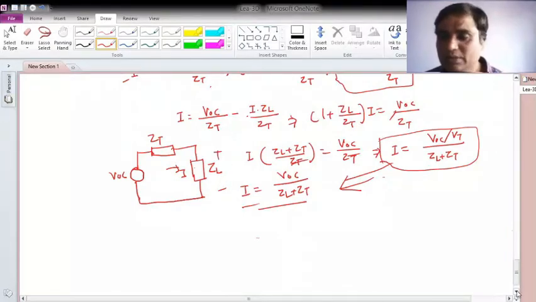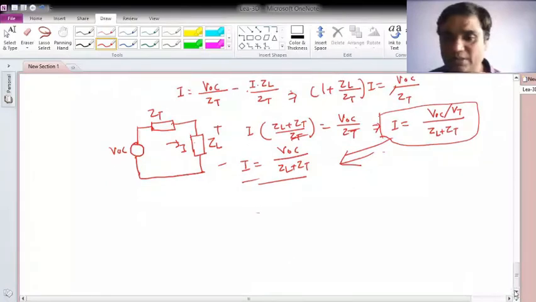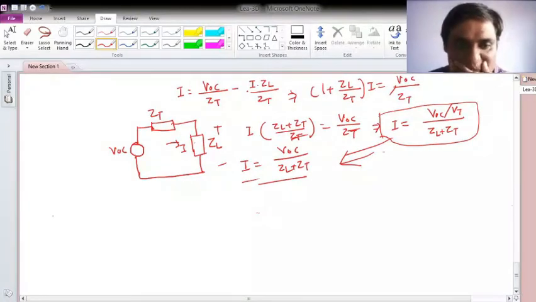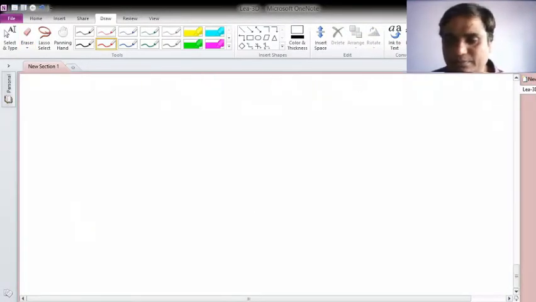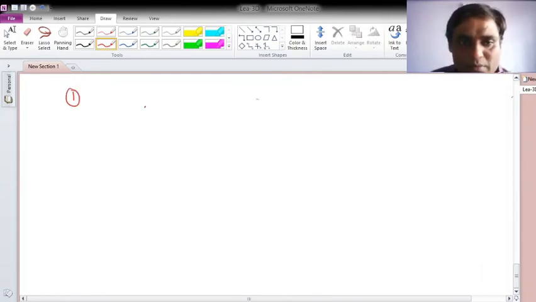Okay, so let me take one problem here to illustrate this network theorem. Suppose this problem is from the book FFQ. Example 1. Suppose I have this voltage source V of t.